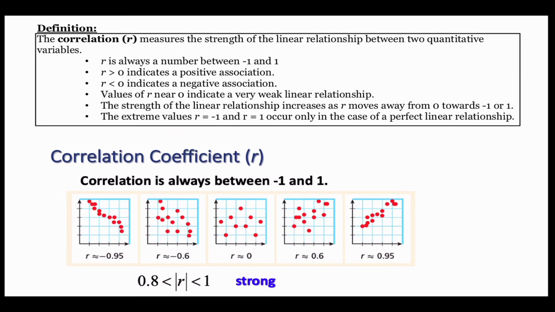As correlation gets closer to -1, it goes from weak to moderate to strong. I'll show you a number line in a second. The extreme values, R equals -1 and R equals 1, occur only in the case of a perfect linear relationship. They line up perfectly. Okay, so here's some examples of R.